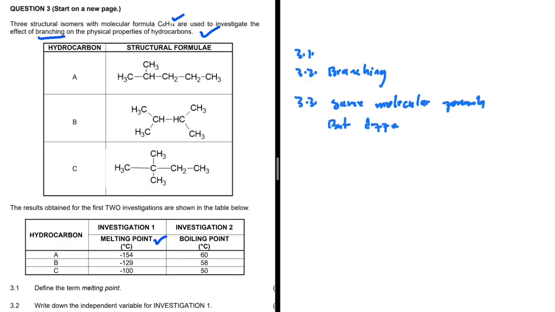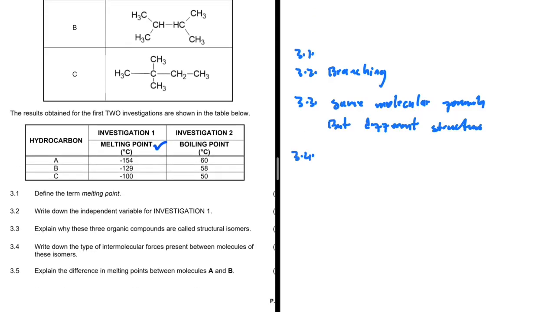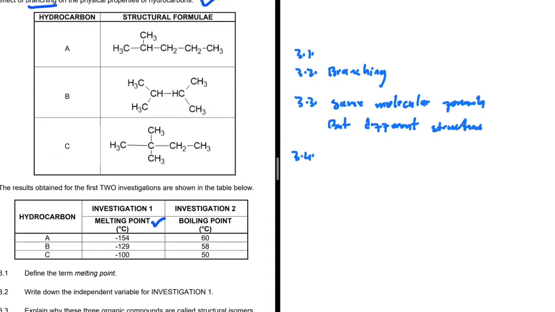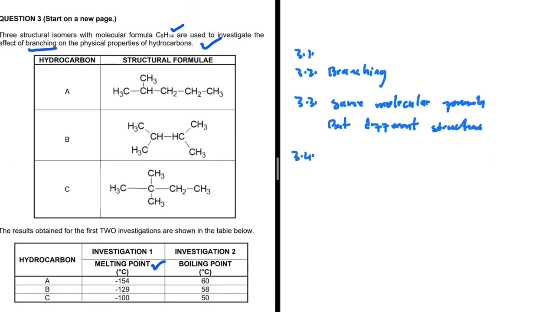Basically, we were just given the definition of structural isomers here, right? Same molecular formula, but different structures. So that is 3.3. Let's take a look at 3.4. 3.4, write down the type of intermolecular forces that are present between molecules of these isomers. So let's take a look at our compounds A, B, C.